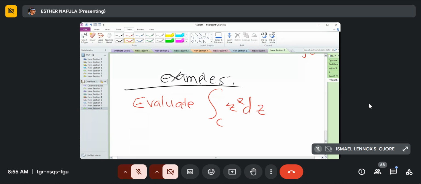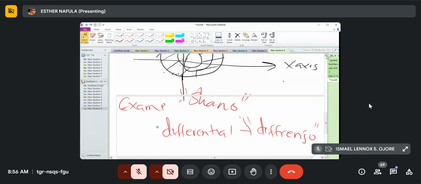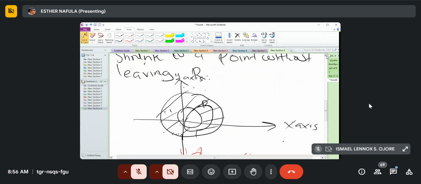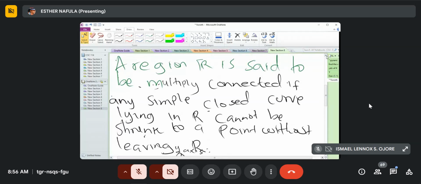Had you written the definition of a multiply connected region? No. I don't know, is it in this page? A region R is said to be multiply connected. This is what you're missing, right? Yes.